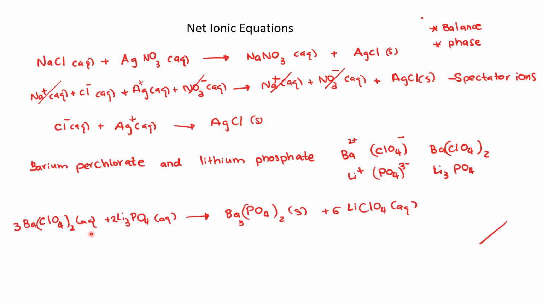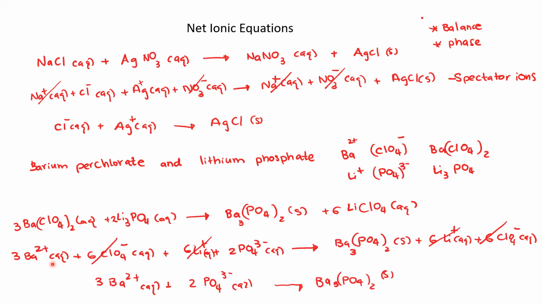So let's write the equation and balance the equation, and then you are going to assign the phases. Now we are going to write your ions. You have 3 barium 2+ ions and 6 chlorate ions in aqueous phase. In this case, you have 6 lithium plus ions and 2 phosphate ions in aqueous phase.